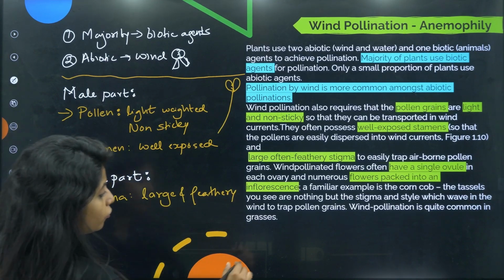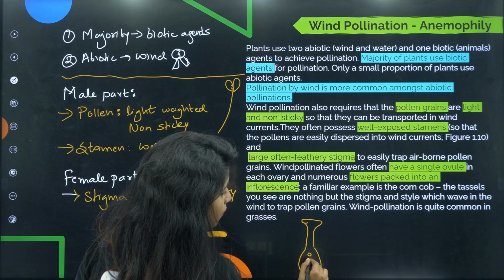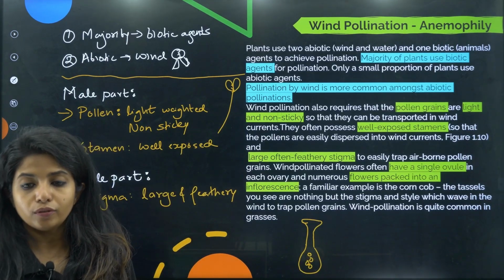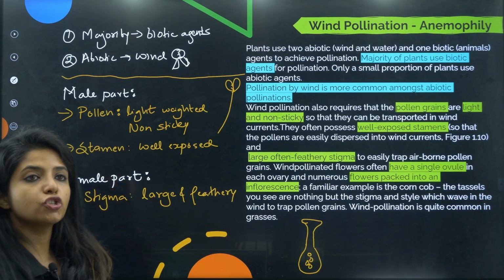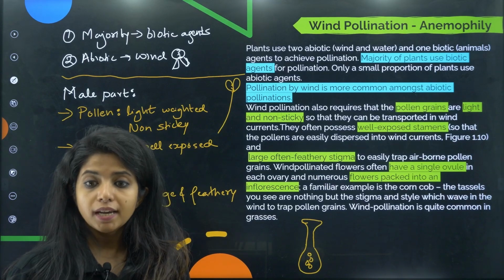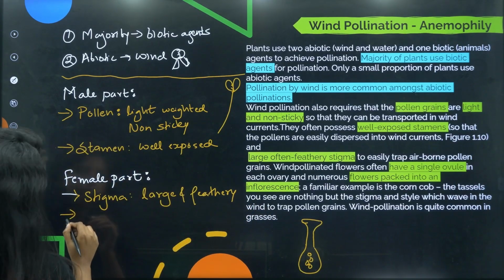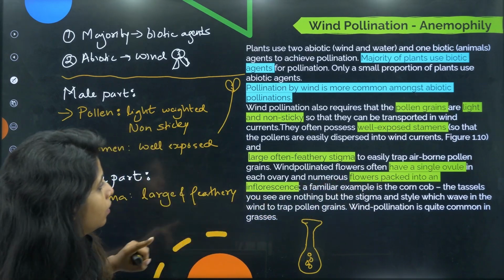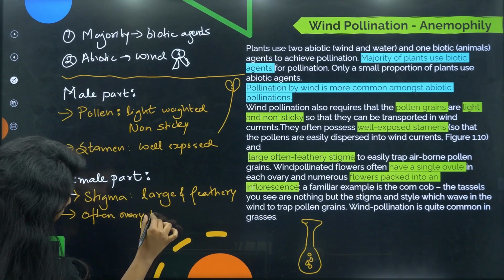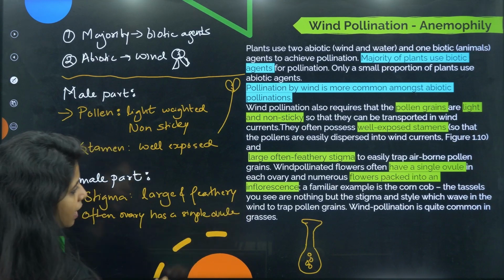Going ahead. Wind pollinated flowers often have a single ovule in each ovary. If you talk about their ovary, the ovary can have multiple ovules as well. But over here, they will always have a single ovule. Why do you think they have a single ovule? Because the chances of pollination are less. Can I waste all my ovules thinking that someday the pollen grains would come? No. So, often the ovary has a single ovule, children.